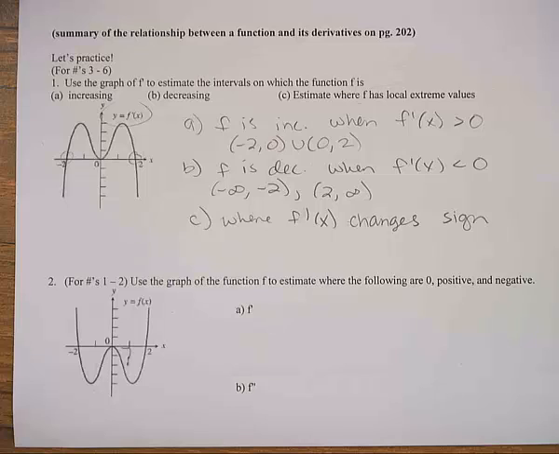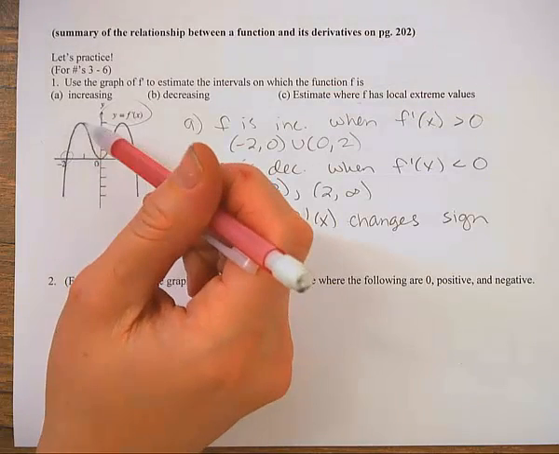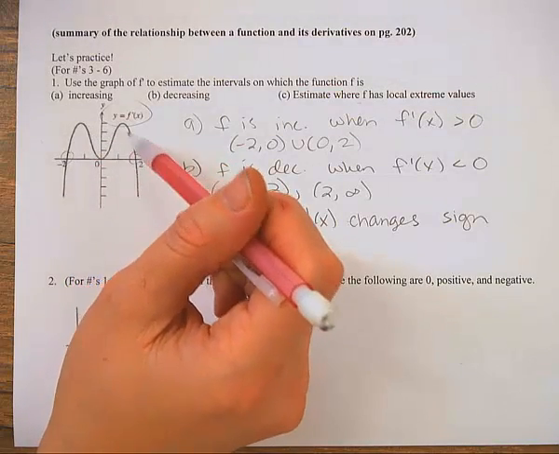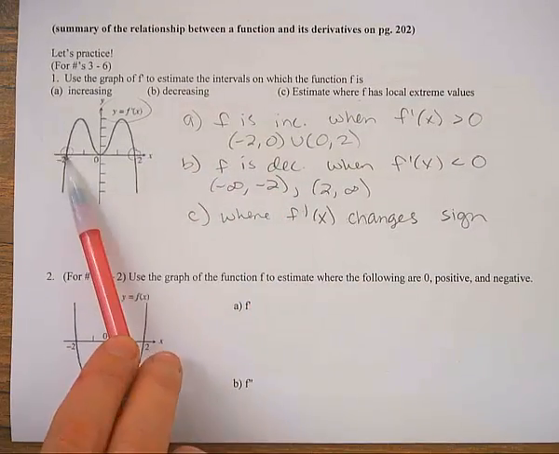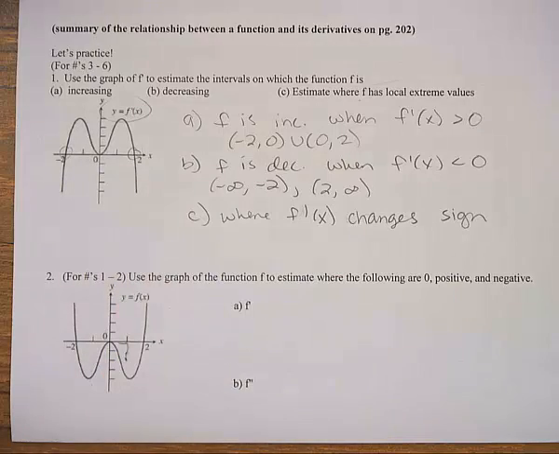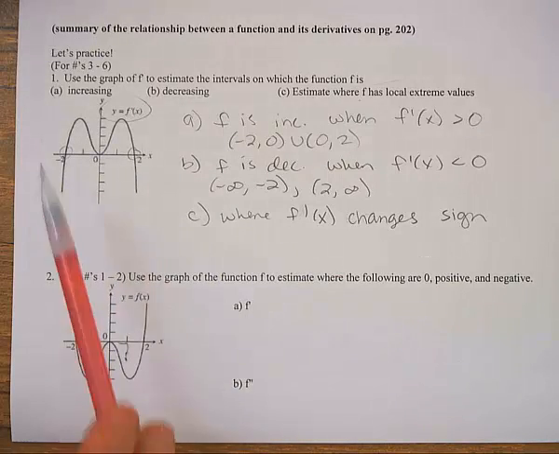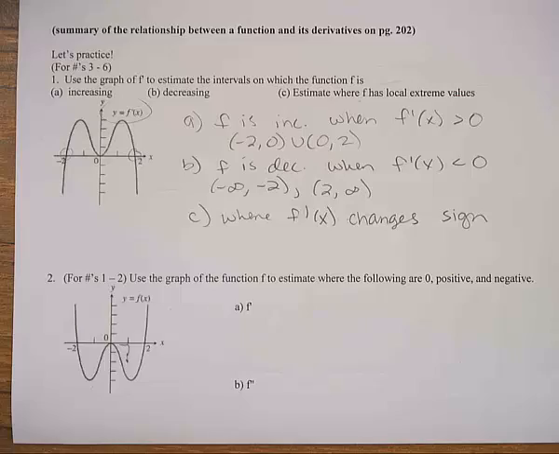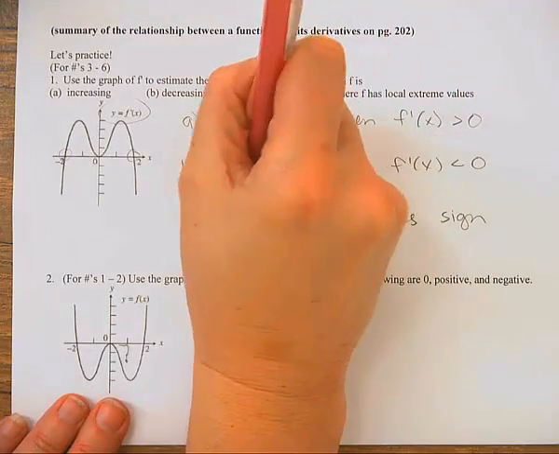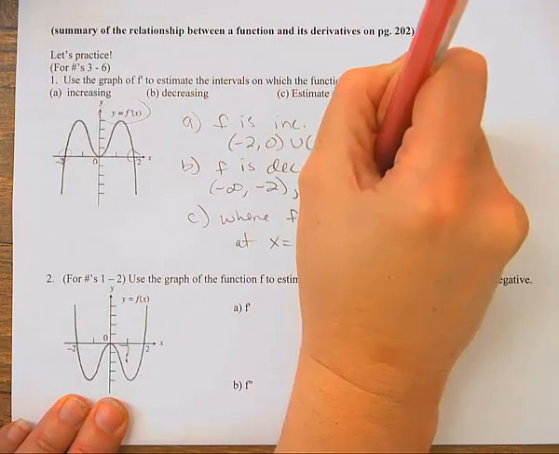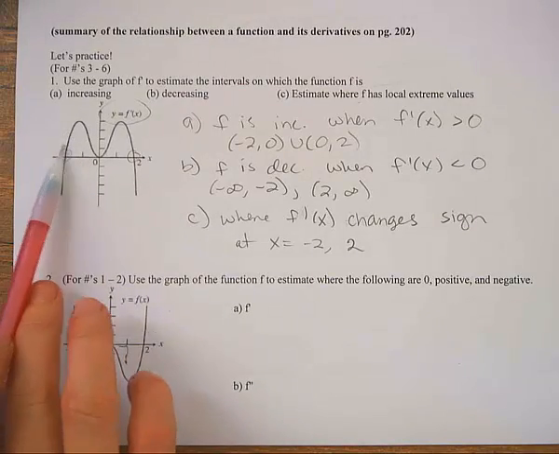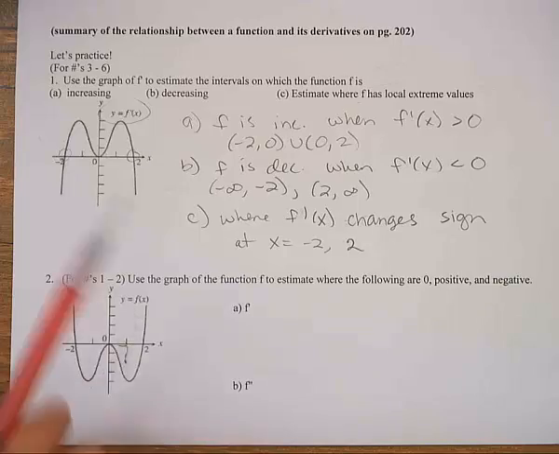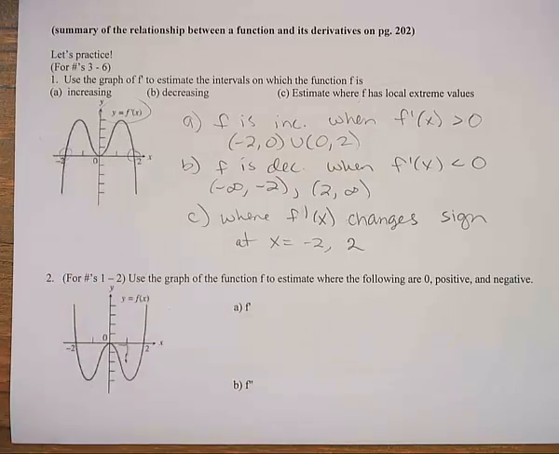That is not going to be a max or min because the derivative stayed positive to the left and positive to the right. That means the function was increasing all the way from -2 to 2, so there's no extreme value at 0. But there is going to be an extreme value at -2 and at 2, because that is where the derivative changed sign. At -2 it went from negative to positive, and then at +2 it went from positive to negative.